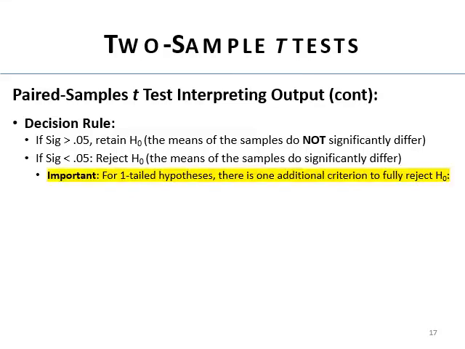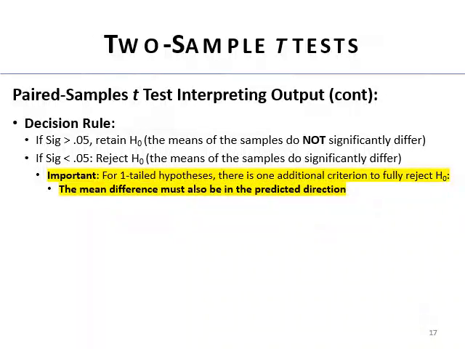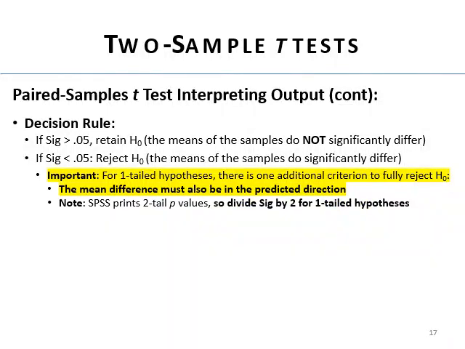However, if you've got a 1-tailed hypothesis, there's an additional criterion. The difference has to be in the direction you predicted. So if you said they're going to be higher afterwards, not only does sig need to be less than 0.05, that difference needs to be in the direction you predicted. It has to be higher after therapy, for example. So again, if you have a 1-tailed hypothesis, you need to divide the sig value by 2 to get a 1-tailed significance because SPSS doesn't do that for you.